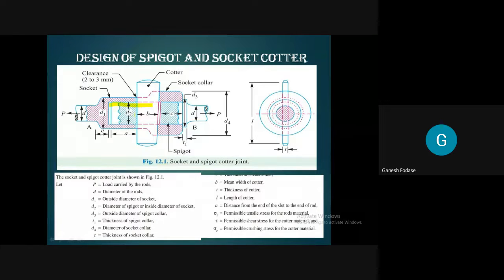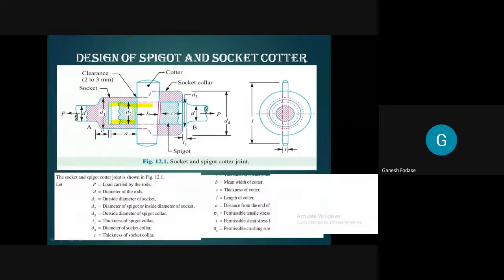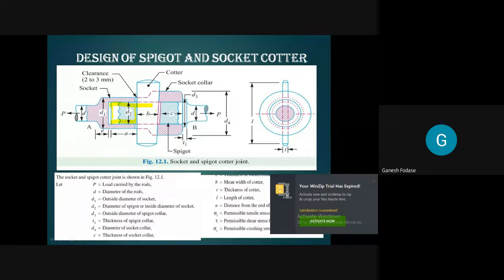Actually, this is not part of the spigot. Basically, I'm saying this part from here. There is one clearance up to here only. Then this one. Again, there is some clearance. Are you getting the spigot separate section? Just for understanding, I have shown you. I am just highlighting this. Are the 3 elements clear in the cut section?